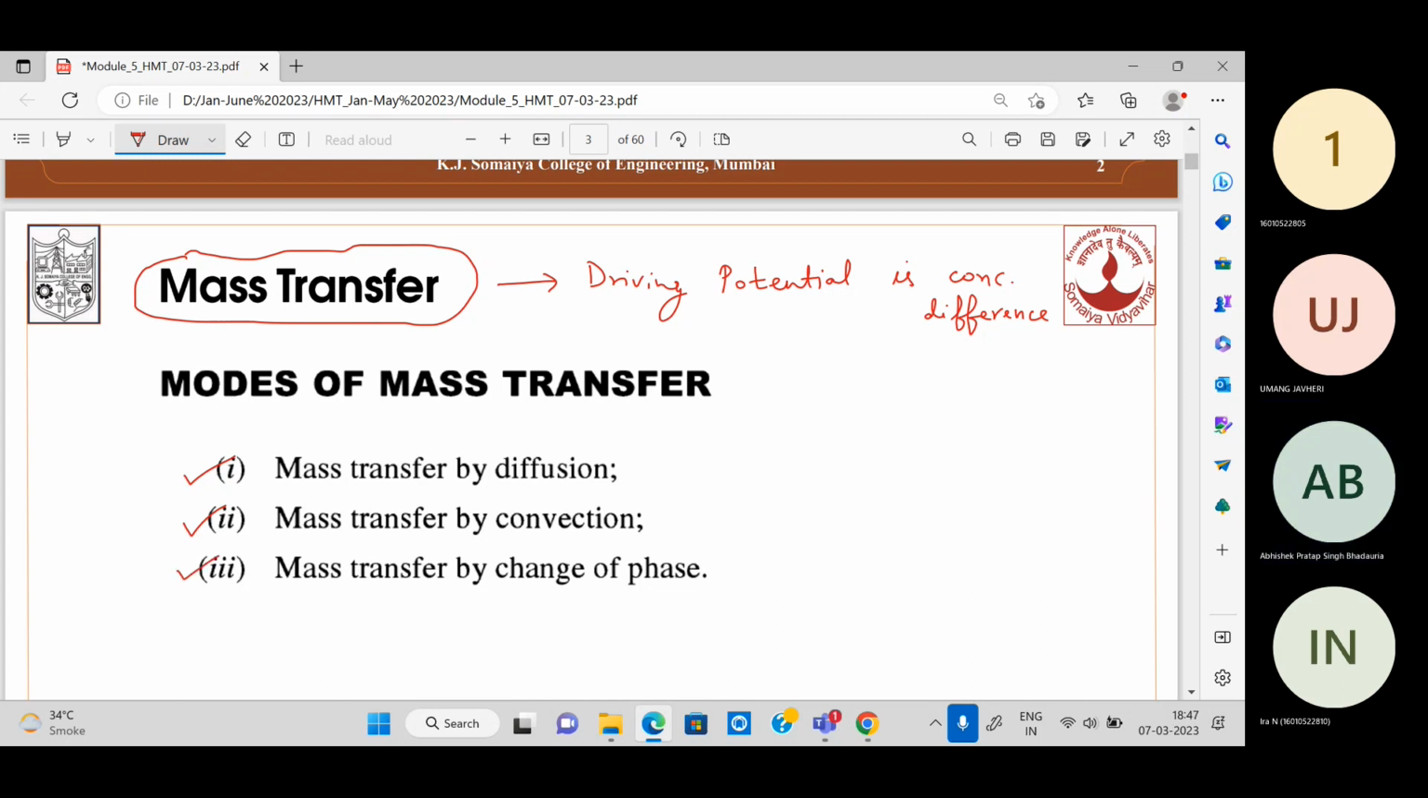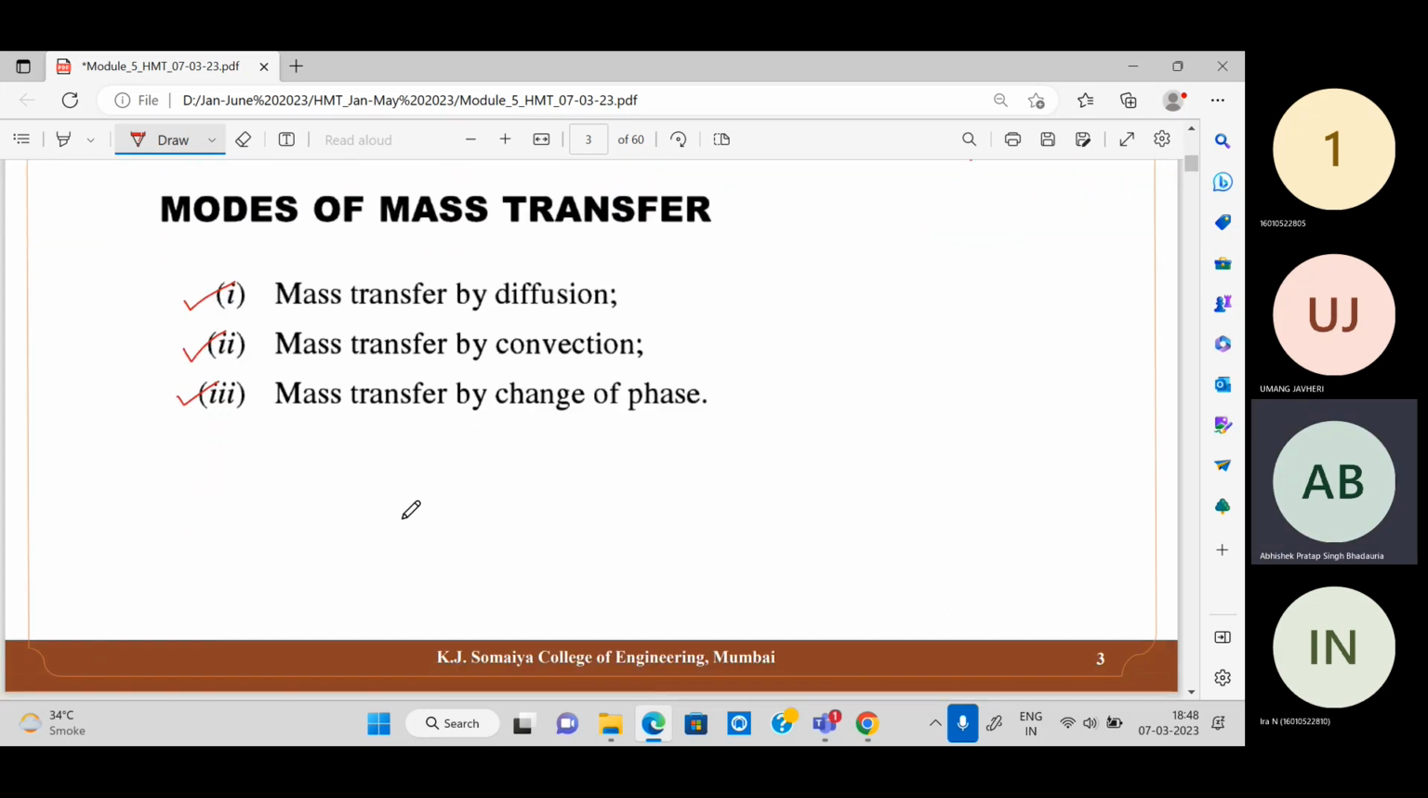Okay, now what is the meaning of this? Let's talk about this one by one. So, mass transfer by diffusion. Okay, just give me a minute.